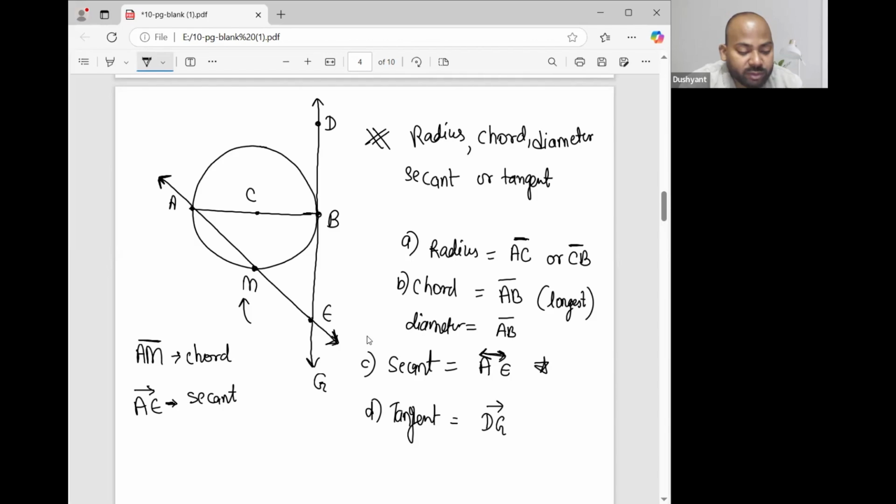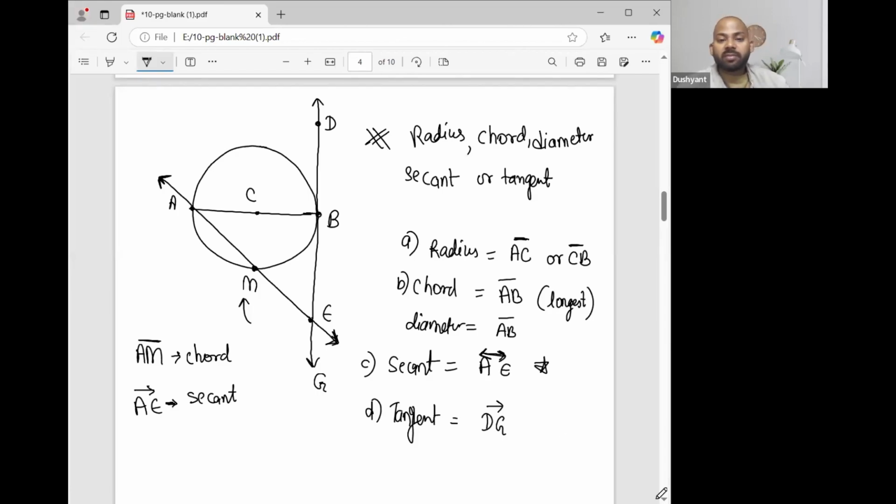Next, what we can have. The first one is done. What best describes the AG? CB is the radius, that's already discussed. In example number one, name our tangents. Now let's move to the next concepts.